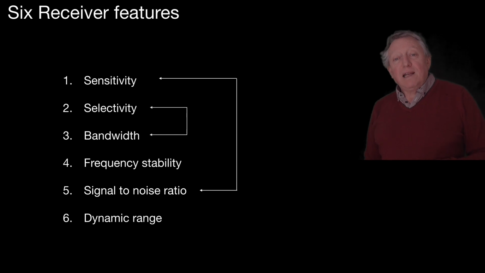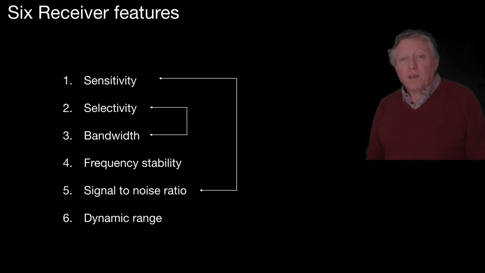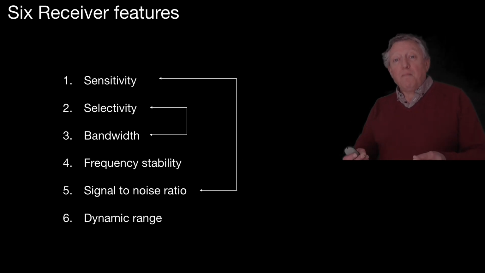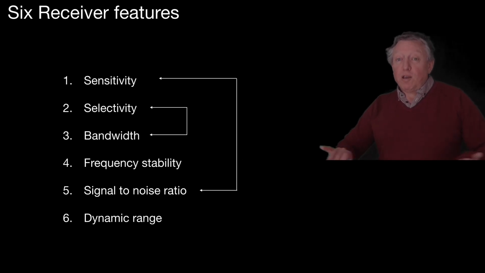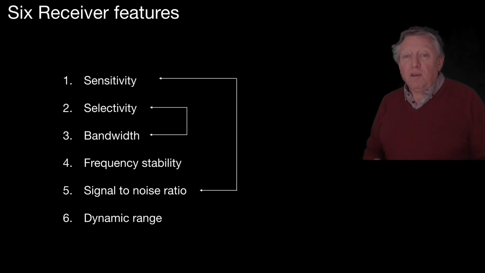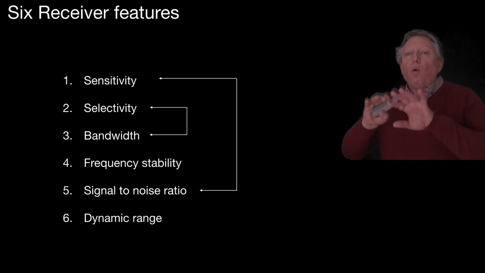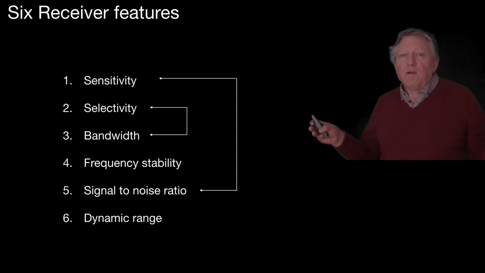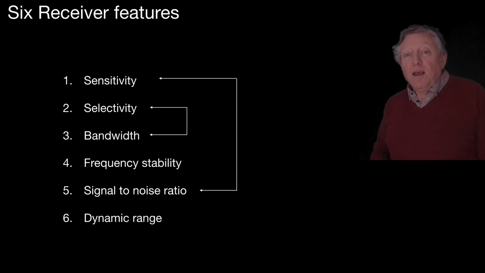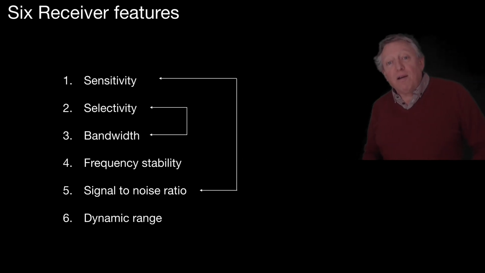Another two that are related, or at least discussed together, are selectivity and bandwidth. We've said that selectivity is our ability to pick up the signals we want and reject the ones we don't. And we've said that bandwidth is the receiver's ability to accept all of the signal we want without clamping it off and losing any of the information encoded as modulation on the carrier.